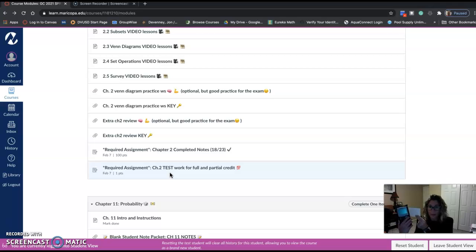You can use a graphing calculator or a scientific calculator or really even a basic calculator if you have it. But you can use any sort of calculator and a 3x5 note card for test day. So make sure you have those available on that day.